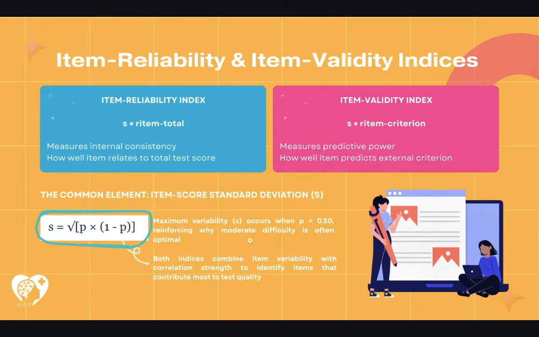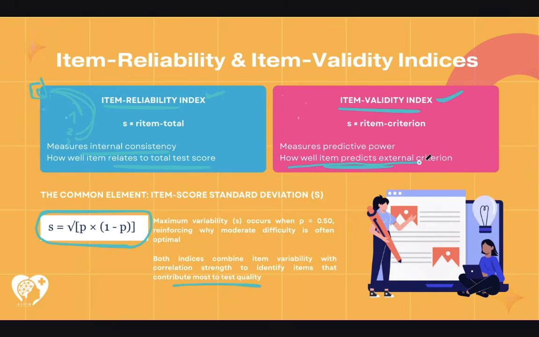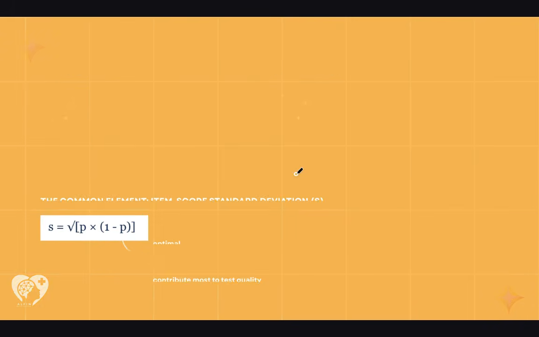So again, reliability, to give you a refresher, it measures the internal consistency. So it's item 1, item 2, item 3, all have consistent scores or consistently inform this certain construct. So that's item reliability. And then item validity index is how well an item predicts an external criterion. Okay, so item 1, 2, and 3 all contribute beneficially to that test and help capture a construct that it was intended to capture. So that's item validity.